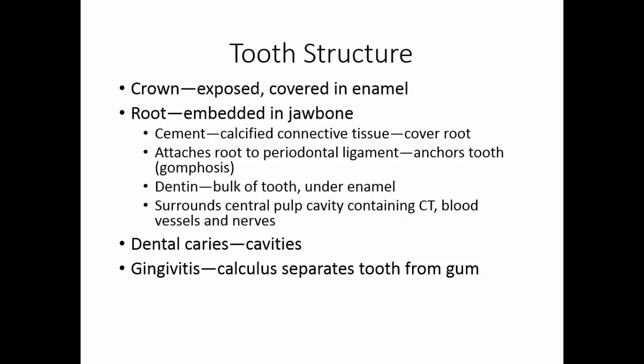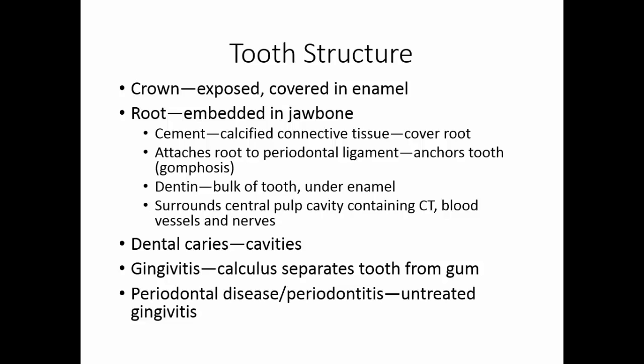Gingivitis is when calculus separates the tooth from the gum. Calculus is a hard material that can build up on the teeth. This does two things. One, it sort of covers up the bacteria, actually keeping them attached to the tooth so they can do more damage, but it also irritates the gum. Periodontal disease or periodontitis is what can occur if gingivitis goes untreated. Periodontal disease causes the tooth and the gum to separate, exposing the root and making the tooth more likely to fall out.